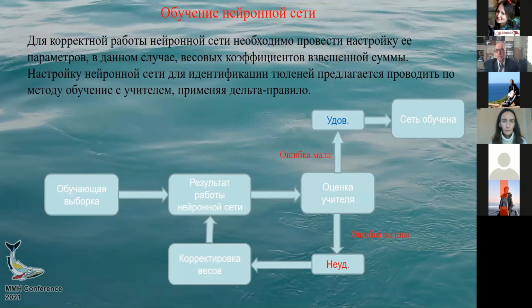In order to train the neural network, I use the trainer method. This is a schematic of how this is working. We have a sample of training material. We have a result of the neural network processing. Then the trainer gives a response, feedback, and if the mark is satisfactory, then the network is trained. If not, then it goes back to the previous stage.